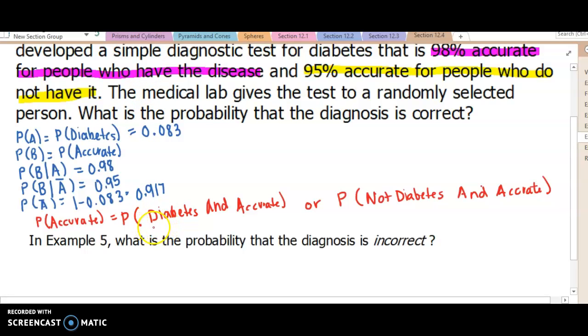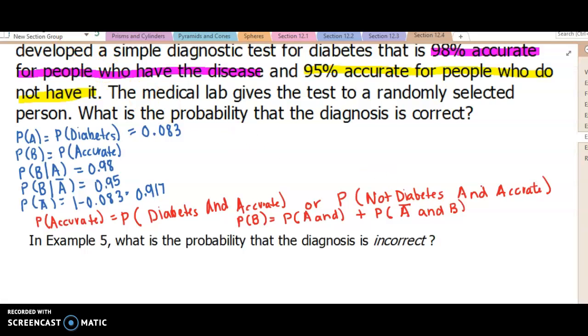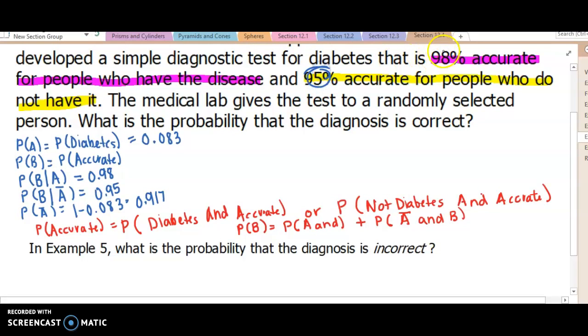Okay, well, the probability of A and B, let's just write this in one big thing. So the probability of B equals the probability of diabetes and accurate, which would be A and B, plus the probability of not diabetes, so not A and B. Okay, well, these two numbers differ depending on whether or not you have a diagnosis, and therefore we are talking about dependent events. Okay, so this is going to be, I missed my B there, the probability of A times the probability of B given A plus the probability of not A times the probability of B given not A.